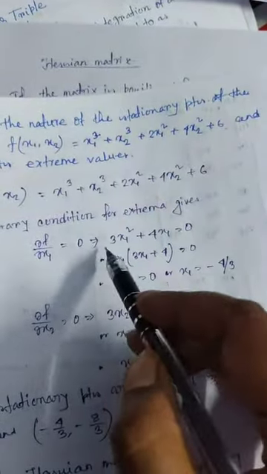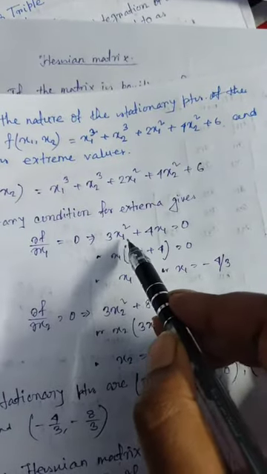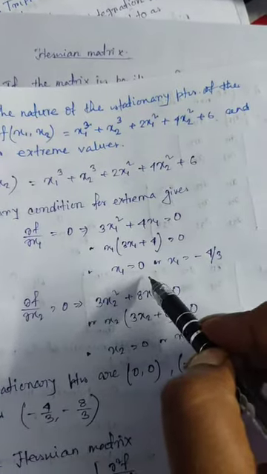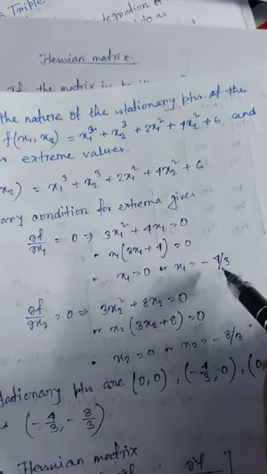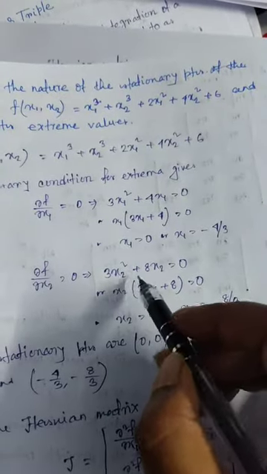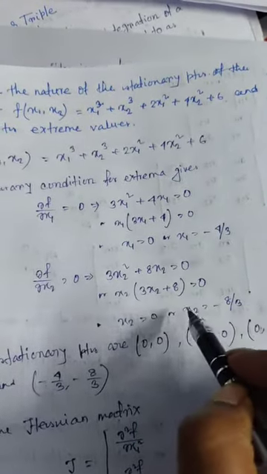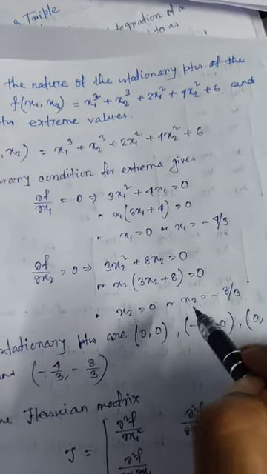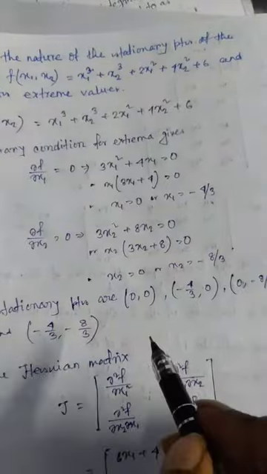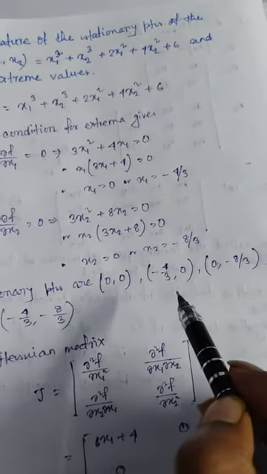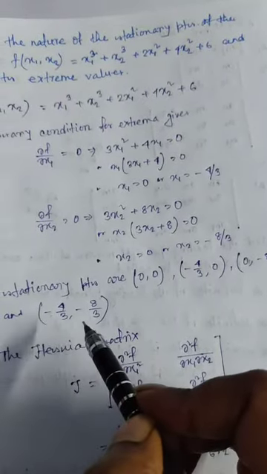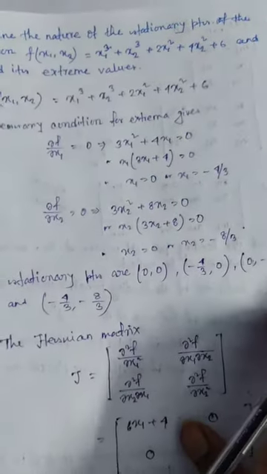If del f by del x1 is equal to 0, we will get 3x1 square plus 4x1 is equal to 0, and if we simplify we will get x1 is equal to 0 or x1 is equal to minus 4 by 3. If del f by del x2 is equal to 0, we will get 3x2 square plus 8x2 is equal to 0, and from here we will get x2 is equal to 0 or x2 is equal to minus 8 by 3. So the stationary points are the origin (0, 0), (minus 4 by 3, 0), (0, minus 8 by 3), and (minus 4 by 3, minus 8 by 3).